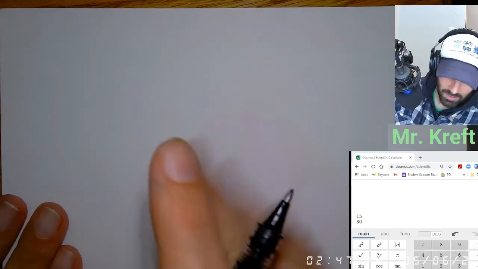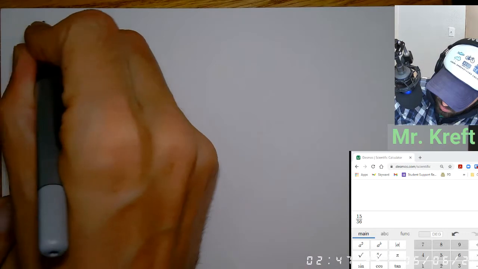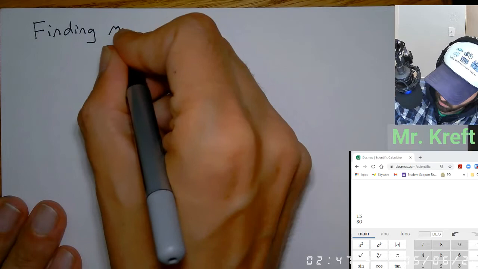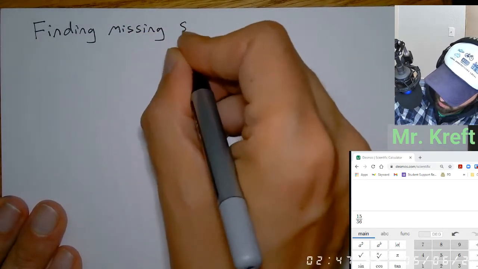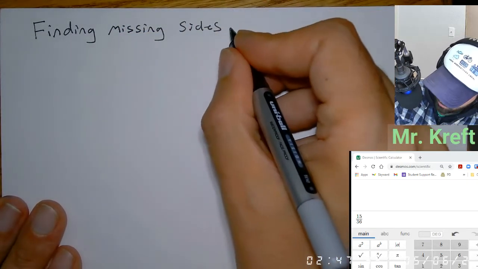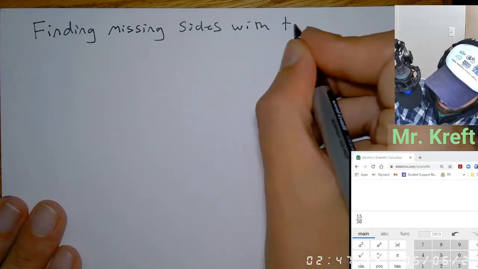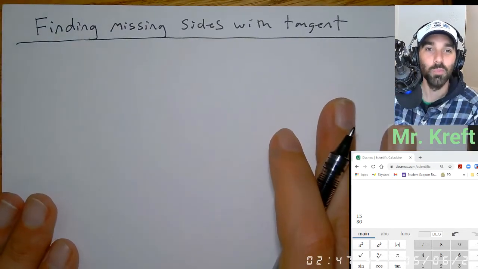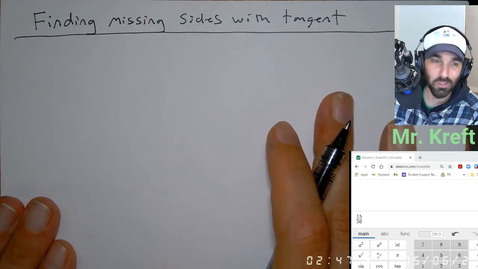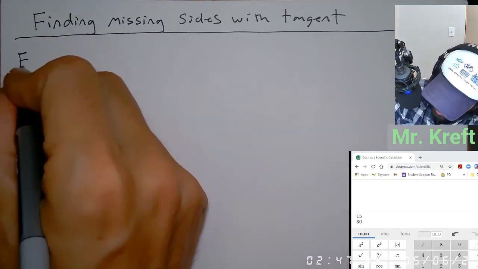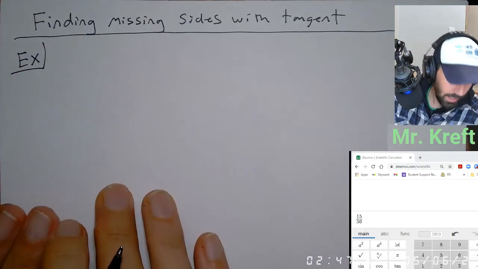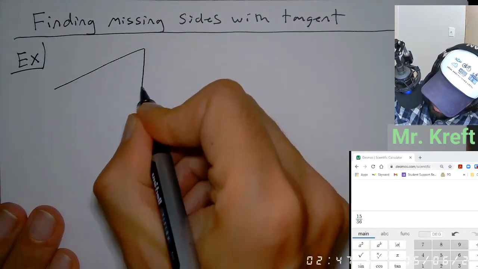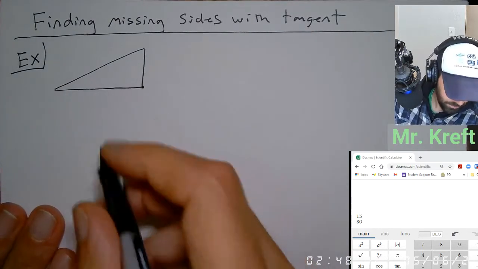So now that we have all the building blocks, we're going to use this to start finding missing sides with tangent. Now this isn't the only thing we can do with tangent, but it's a really good starting point. There's lots of things we can do with tangent. So let's do an example. I'm going to do 2 examples with you, and then we're going to have you guys try one on your own. The first, I'm going to start by drawing a right triangle.